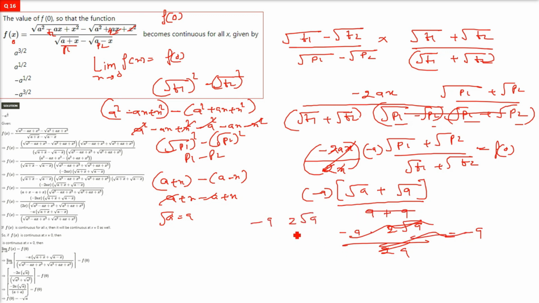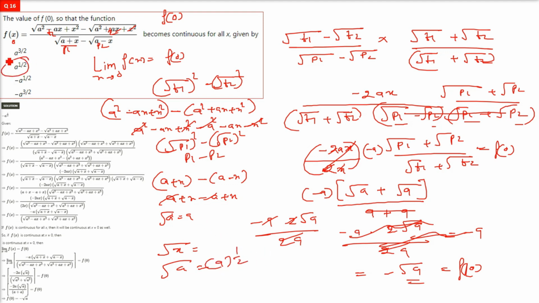So the main key idea of this question is to rationalize and find out the limit. In most of the questions, the result is minus under root of this value which is coming by the limit. So what is minus root a? See, root a is a raised to the power half, so it is negative. So this will not be the answer. The third one will be the answer. C is the answer.